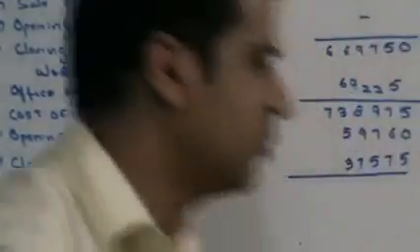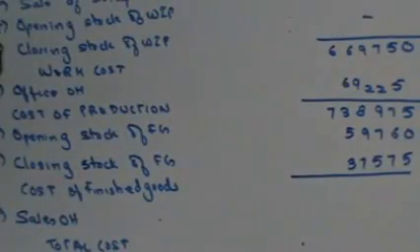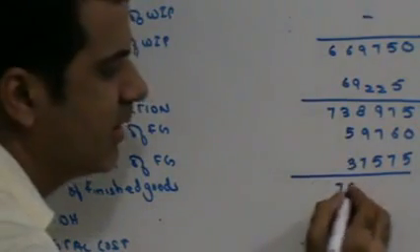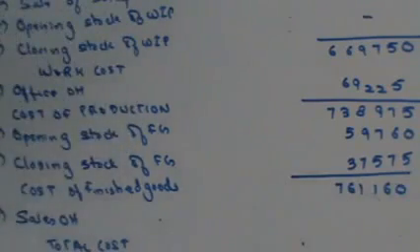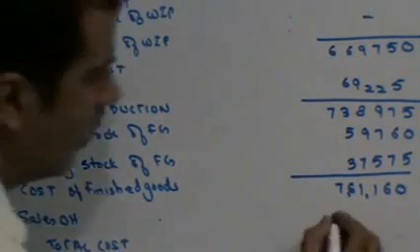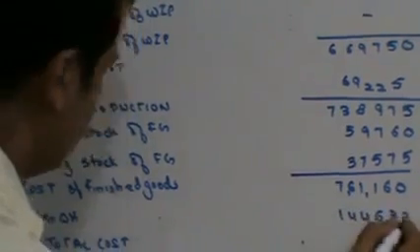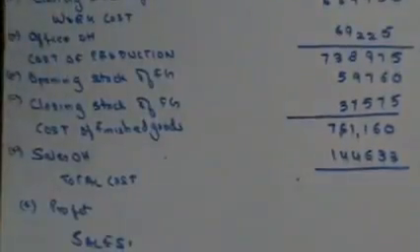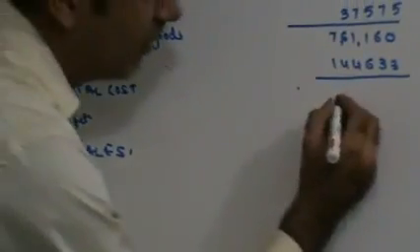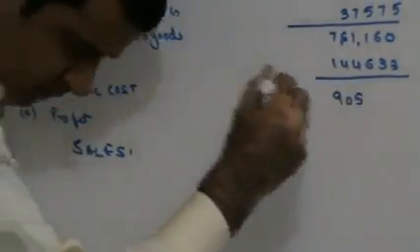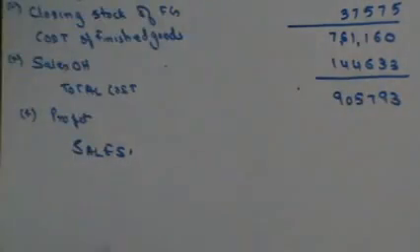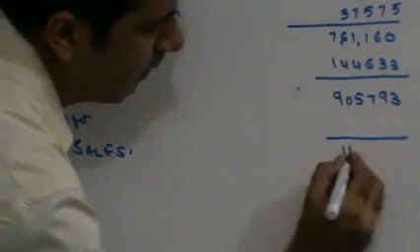So my closing stock of finished goods is 37,575. Now you add and subtract this, and you should get your cost of finished goods, which should be 7,61,160. Right? Selling overheads you have just calculated as 1,44,633. So you will get your total cost as 9,05,793. Right? Sales is given to you as 11,70,000.